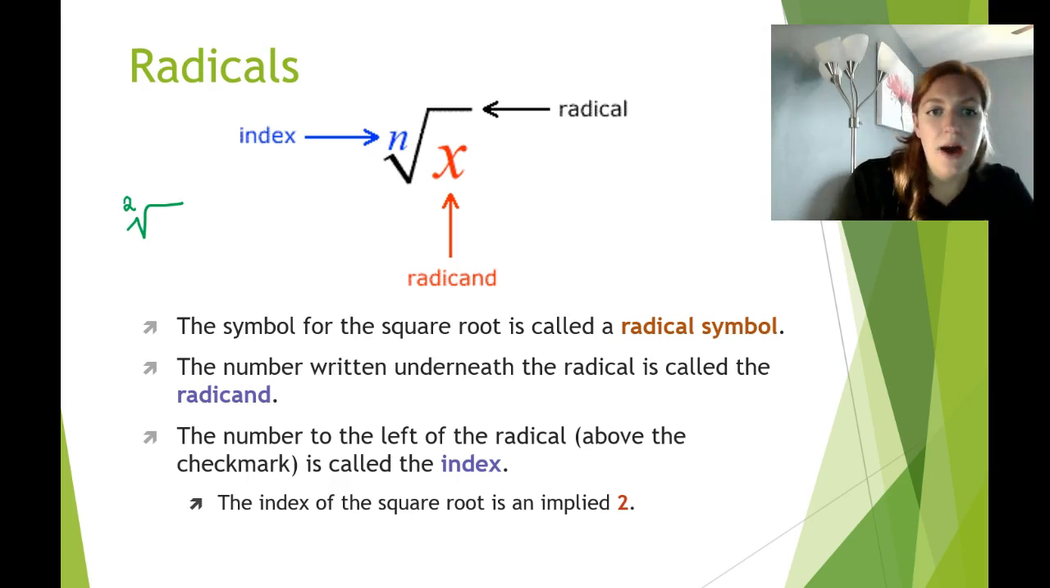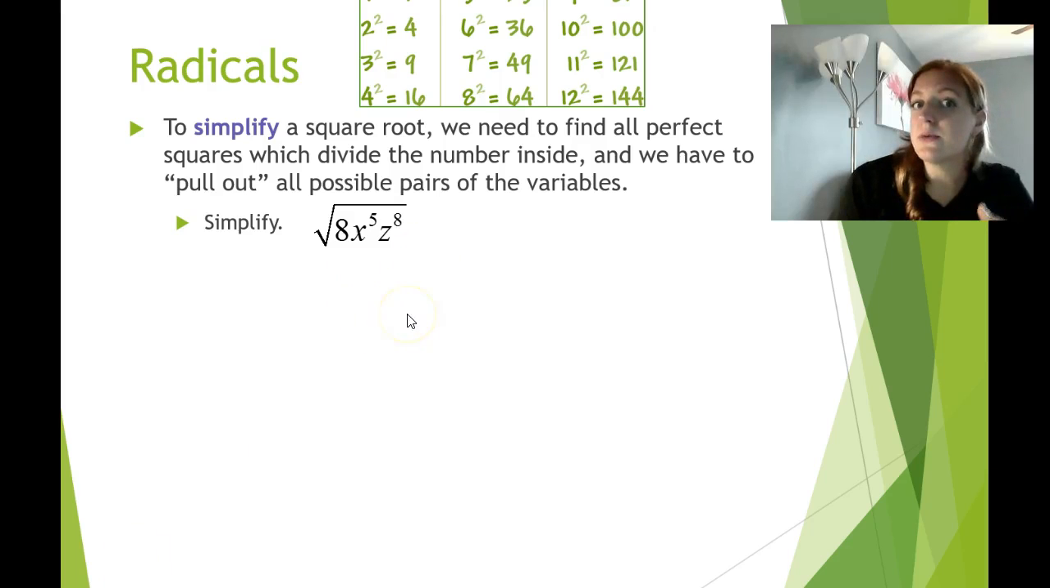So let's go on to our next example. So how do we simplify a square root? Well, what you want to do is break out all of the perfect squares, any factors that are perfect squares, and you also want to pull out as many of the possible pairs of the variables.